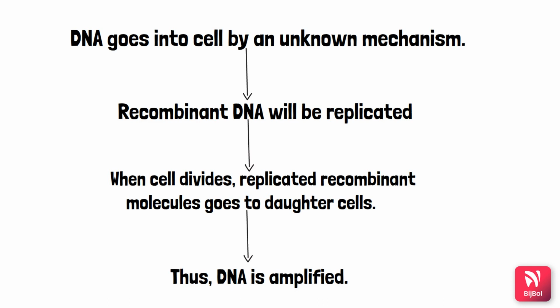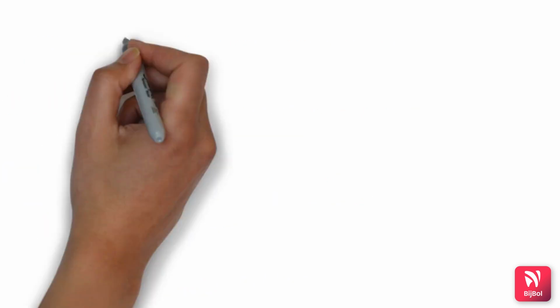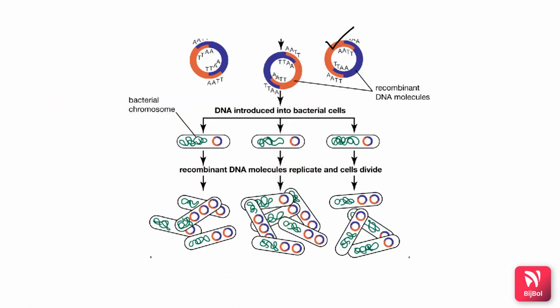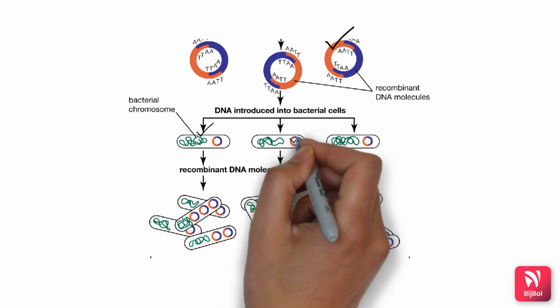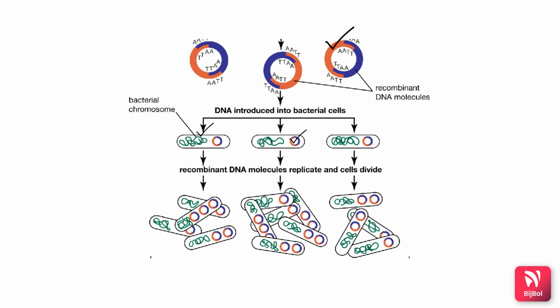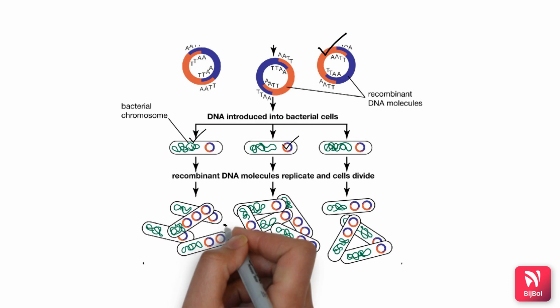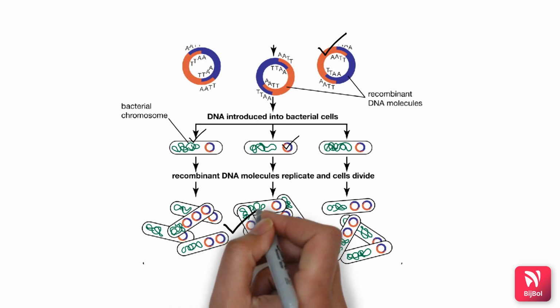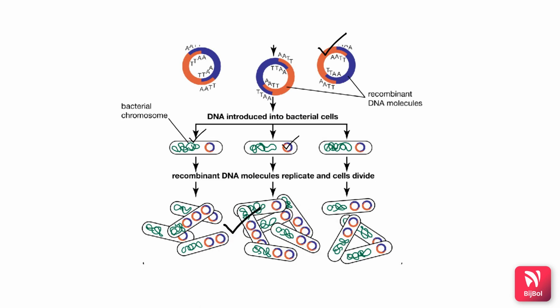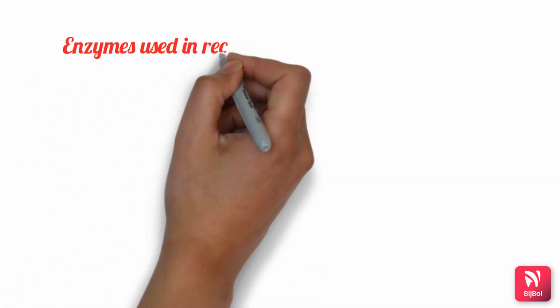Firstly, DNA was isolated, followed by cutting of the DNA, then joining of the DNA, finally amplifying the DNA. If you can see in this picture, this is a recombinant DNA molecule and this is a bacterial chromosome. The recombinant DNA molecule is introduced into the bacterial cell. Then whenever the bacterial cell is dividing, the recombinant DNA molecule enters all the daughter cells. So as the bacterial cell divides, the recombinant DNA molecule keeps on entering the daughter cells. This is how the recombinant DNA is being amplified. So that was all about the procedure of rDNA.